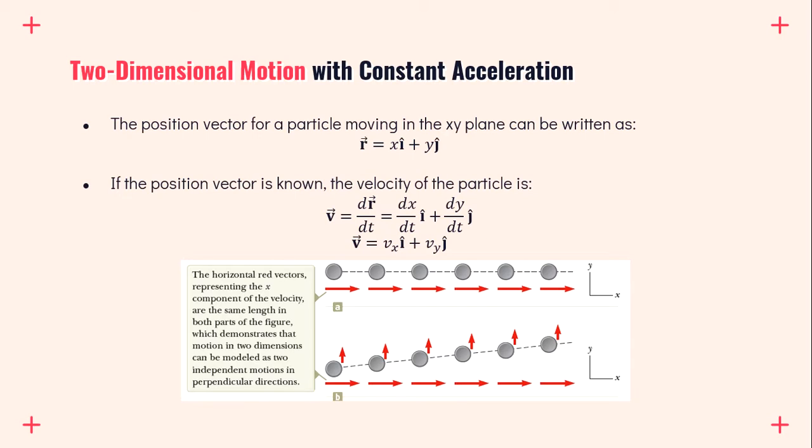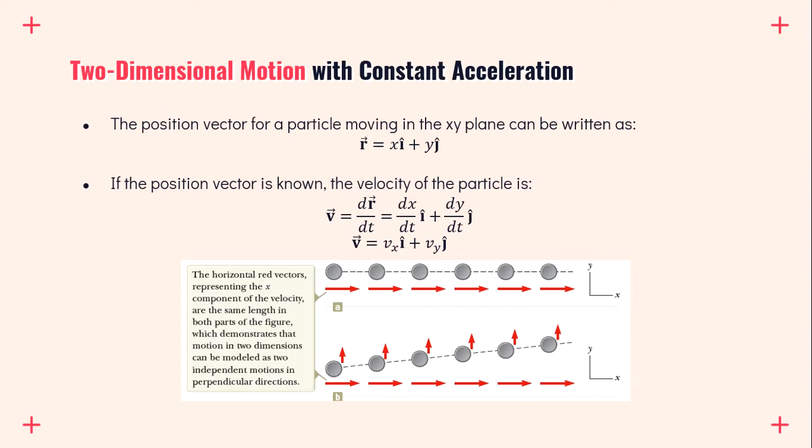So if the position vector is known, the velocity of the particle, as established in the last lecture, is the first derivative of the position with respect to time. So we have dr over dt, which is also equal to dx over dt i plus dy over dt j. So that gives us the vector v as vx i plus vy j.